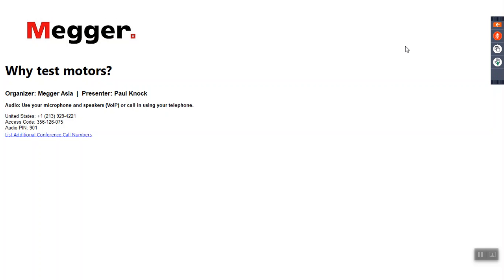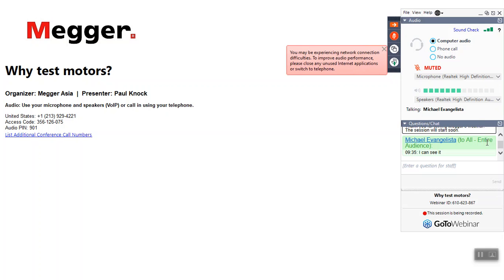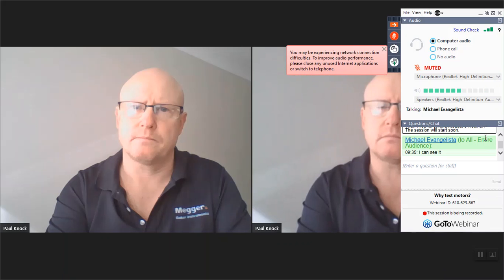So the first question is, what is the permissible motor vibration limit? What standards are used? What sensors or transducers are used?